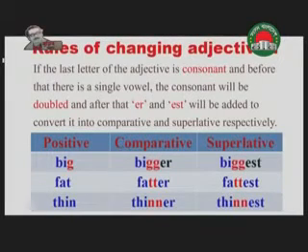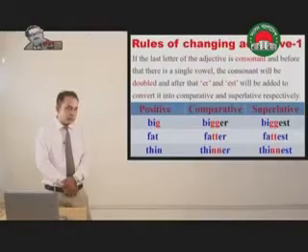Positive, big. You can see that the last letter is a consonant. Here, big, the last letter is a consonant, and before that consonant there is a single vowel. According to the rules, in comparative form, big will turn into bigger and the last consonant will be doubled. Dear students, are you clear?